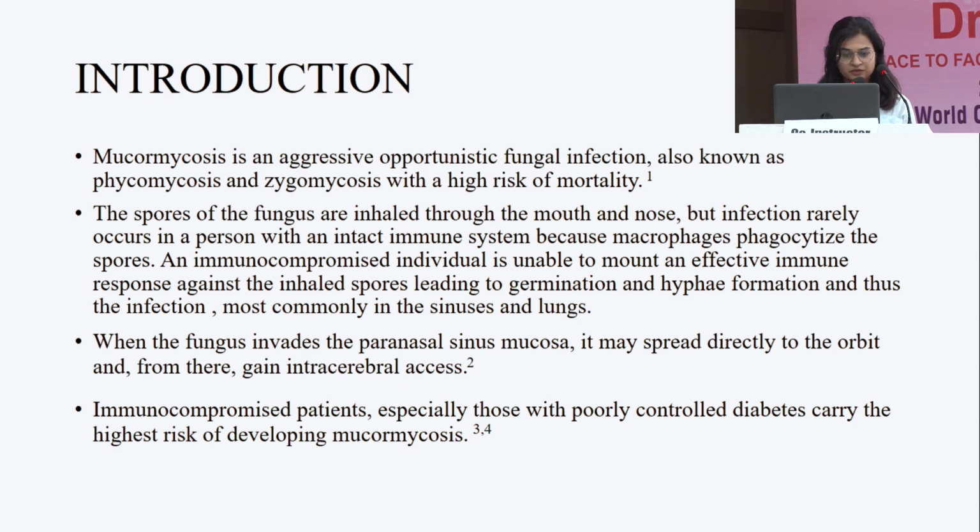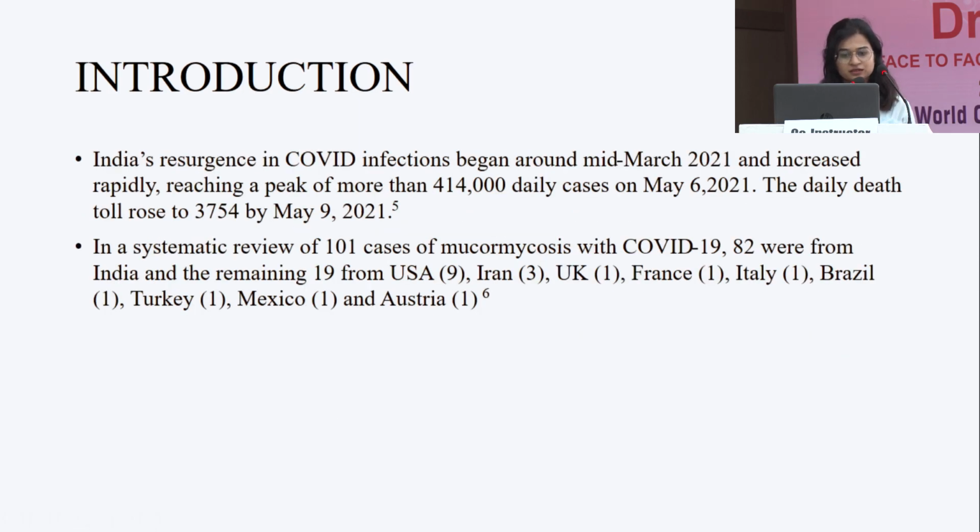When the fungus invades the paranasal sinus mucosa, it may spread directly to the orbit and from there gain intracerebral access. Immunocompromised patients, especially those with poorly controlled diabetes, carry the highest risk of developing mucormycosis. In India, cases after COVID-19 infection began around mid-March 2021 and increased rapidly, reaching a peak of more than 414,000 cases on May 6, 2021. The death toll also rose.